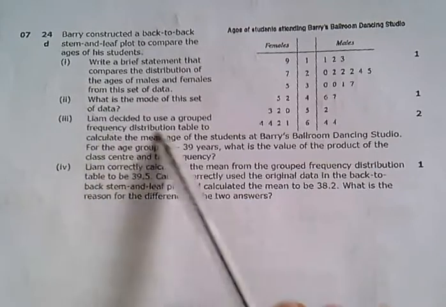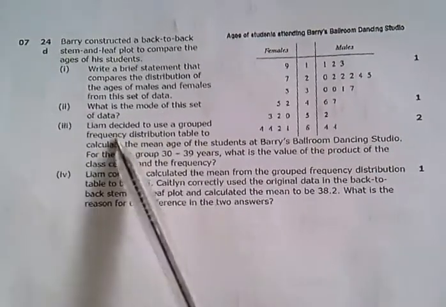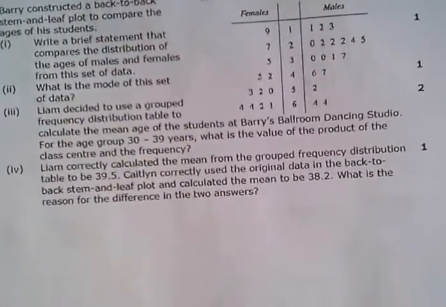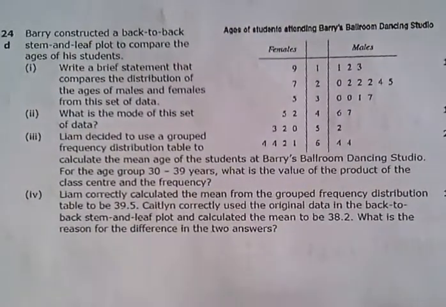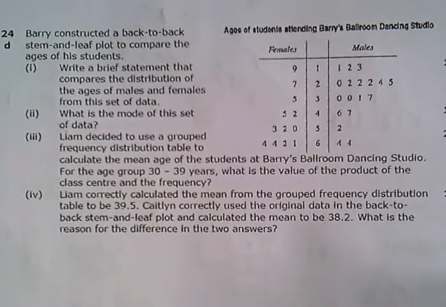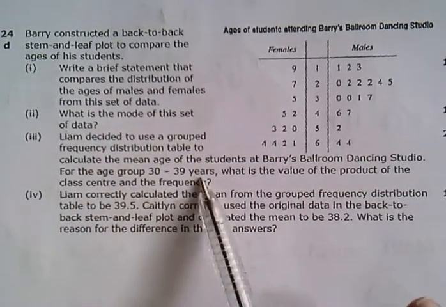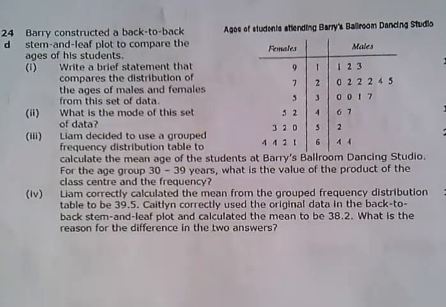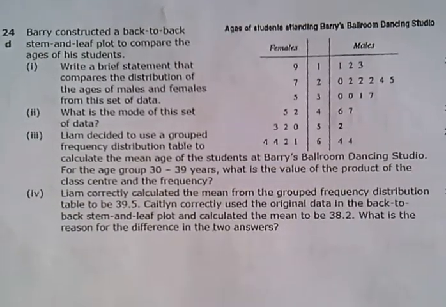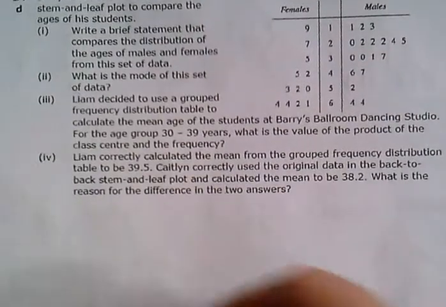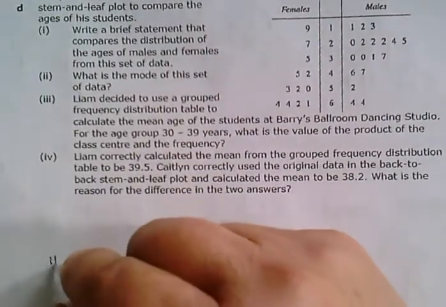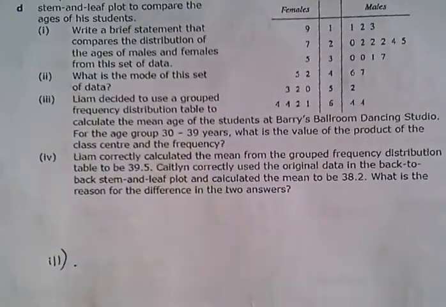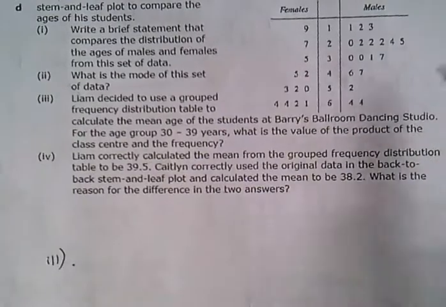And Liam, it says, decided to use a grouped frequency distribution table to calculate the mean age of students at Barry's Ballroom Dancing Studio. And for the age group of 30 to 39 years, what is the value of the product of the class center and frequency? So I'm leaving out parts 1 and 2. That's easy for you. You can do that. Part 3.